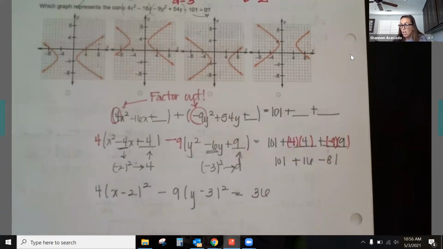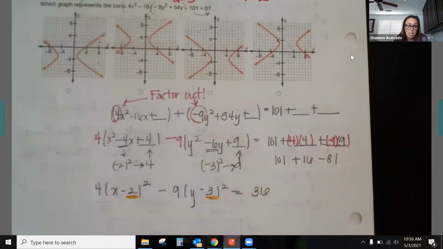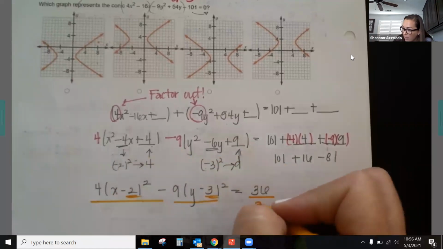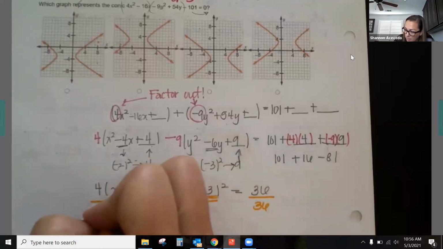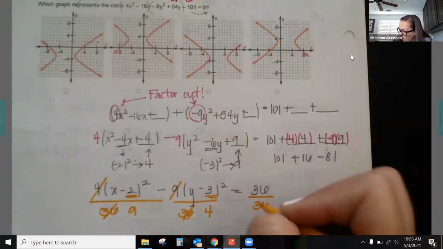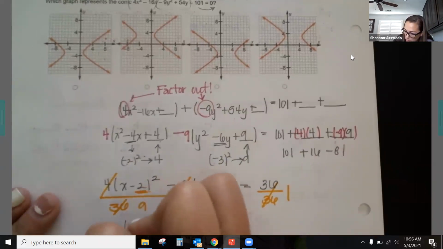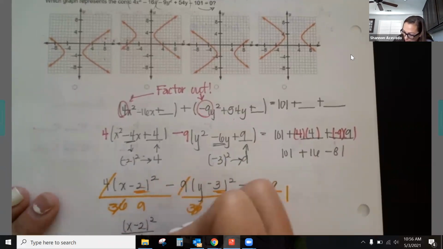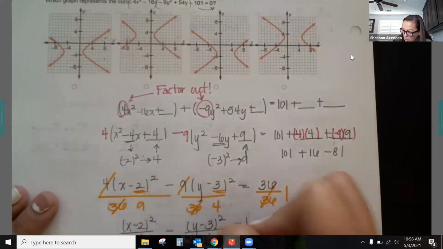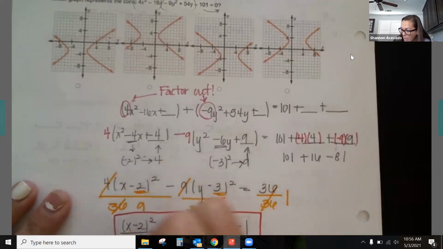We're almost there. Some of you can already tell that this is going to be your h and your k, so you could technically stop there and solve it, but I like to write it completely in standard form, so I'm going to divide everything by 36. I think it's good practice. This becomes a 9, this becomes a 4, and this becomes a 1. So I have the equation (x minus 2) squared over 9 minus (y minus 3) squared over 4 is equal to 1. This is the standard form for the equation we're looking to match the graph with.